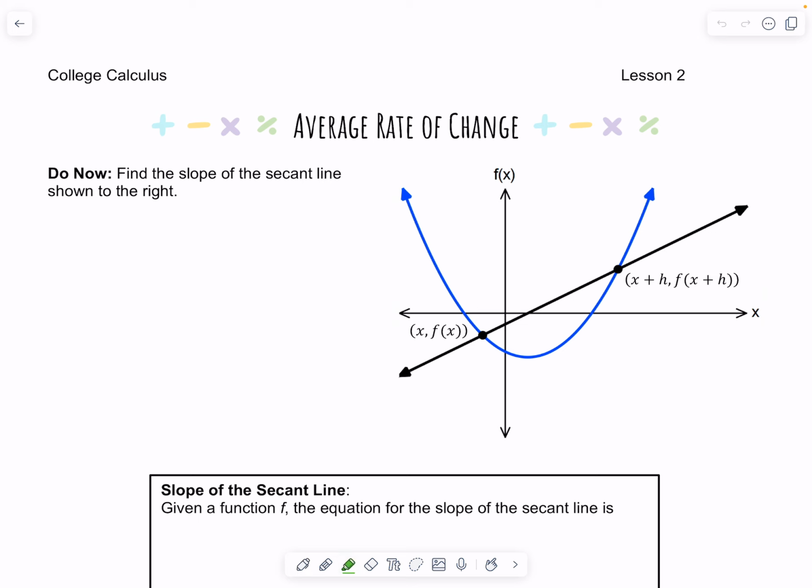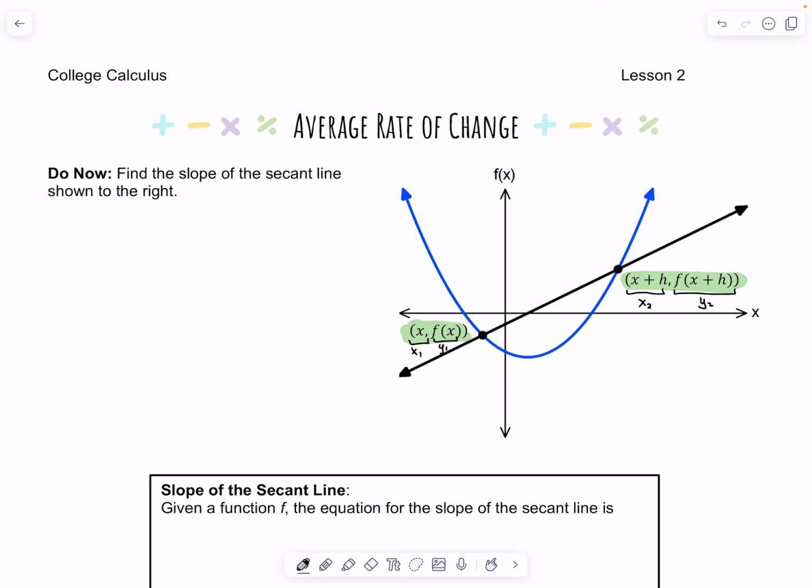And for this, they're giving you 2 points, so you don't even have to do anything to find the points. One point is x comma f of x. The other point is x plus h comma f of x plus h. So just to help, this could be like x1, y1, and this could be like my x2, y2. So if you think about change in y over change in x, y2 minus y1 over x2 minus x1, take a moment to show what that would look like.